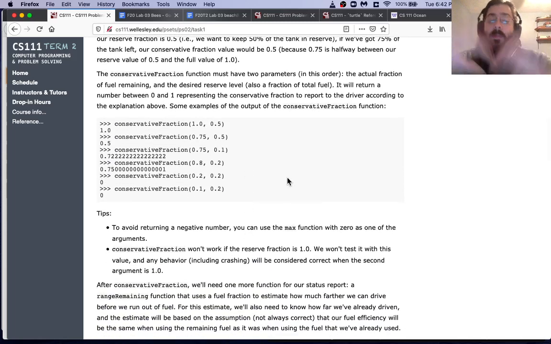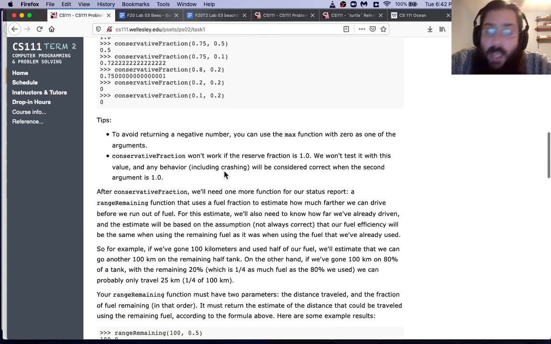You're going to have to do some little formulas to make sure that we measure a fraction between the given reserve fraction and 100% instead of between 0 and 100%. And again, it's a function that takes two numbers as inputs and gives you a number back as the output.